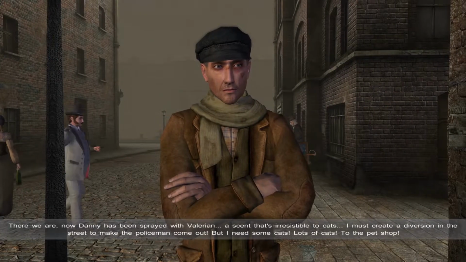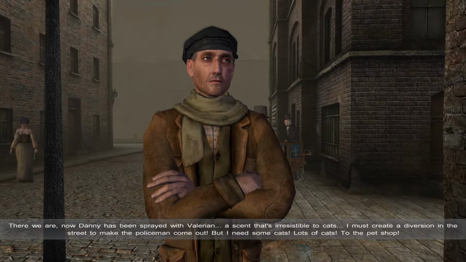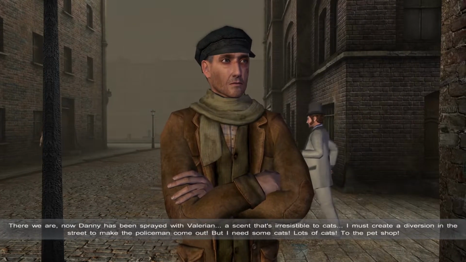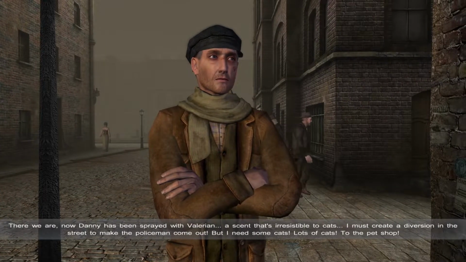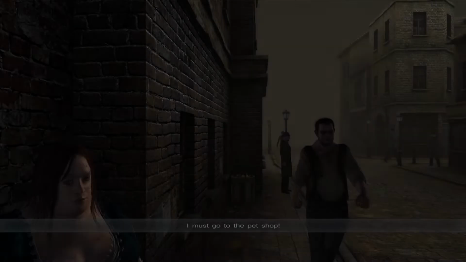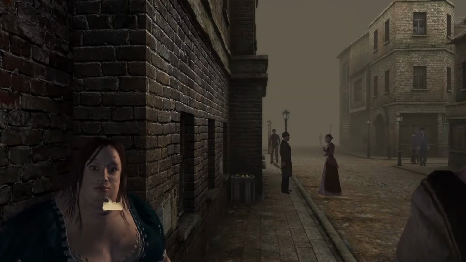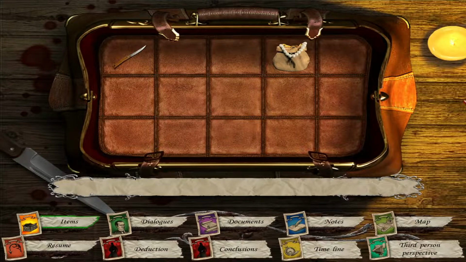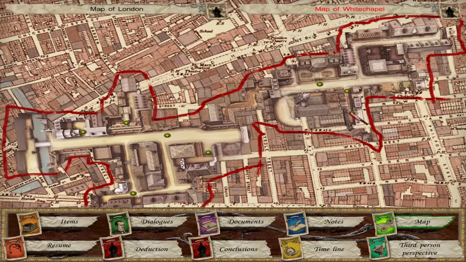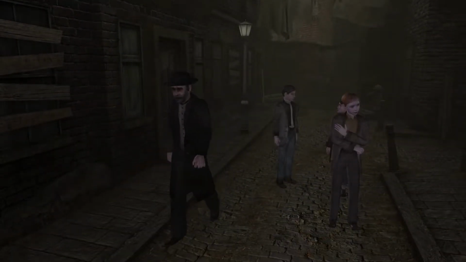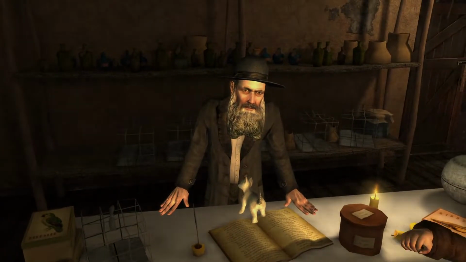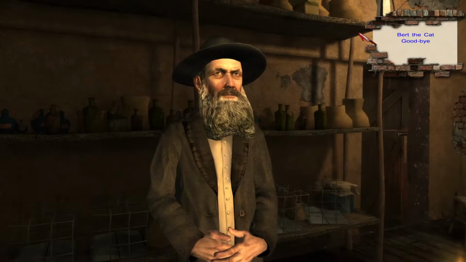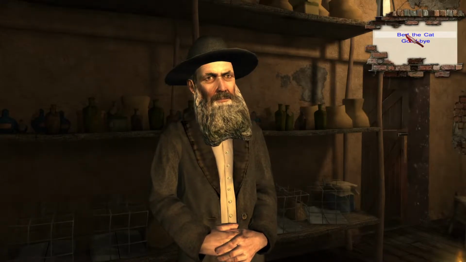There we are. Now Danny has been sprayed with valerian, a scent that's irresistible to cats. I must create a diversion in the street to make the policemen come out, but I need some cats. Lots of cats. To the pet shop. I must go to the pet shop. Oh right, we still need the cats. Okay, so let's do that. George is busy. I think that's the... Yes, that's the pet shop. Hopefully the kitten is okay. What can I do for you? Cats. Lots and lots of cats.